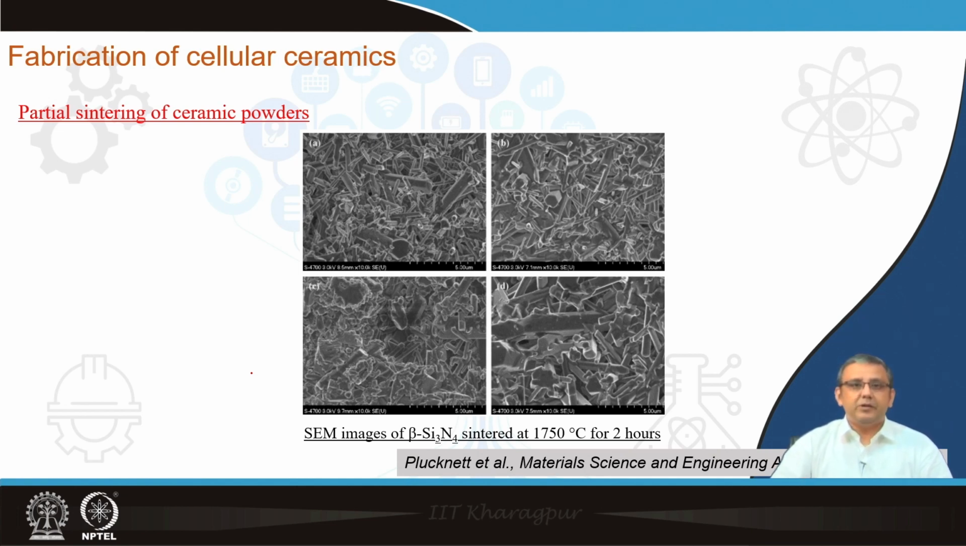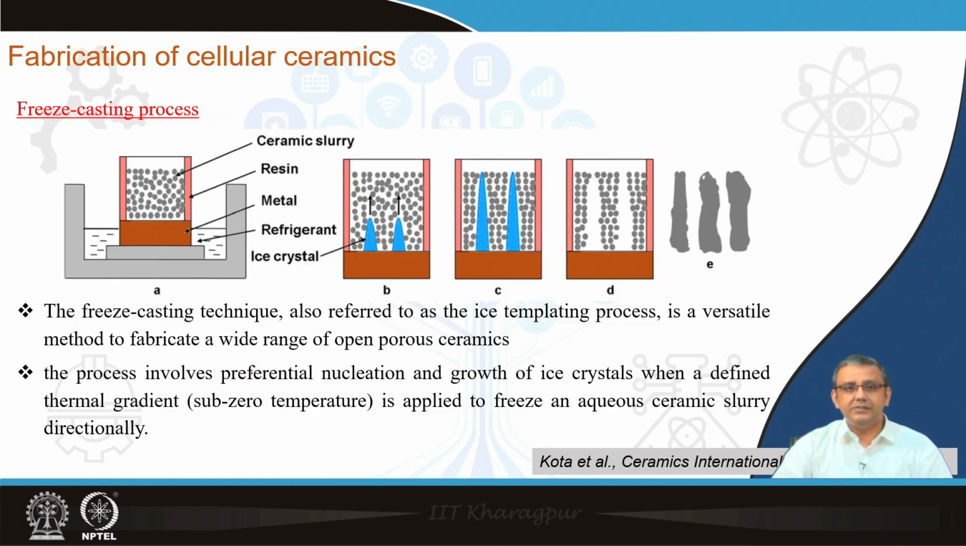After this simple process of partial sintering, the next process, which is very commonly used these days, is known as the freeze casting process. Freeze casting is a rather new process for fabricating porous ceramics, developed mainly in the last 15-20 years. It is a well established process by now, and also a very simple process, which is used for fabricating biomimetic materials, that is, materials which mimic biological materials like nacre or shells.